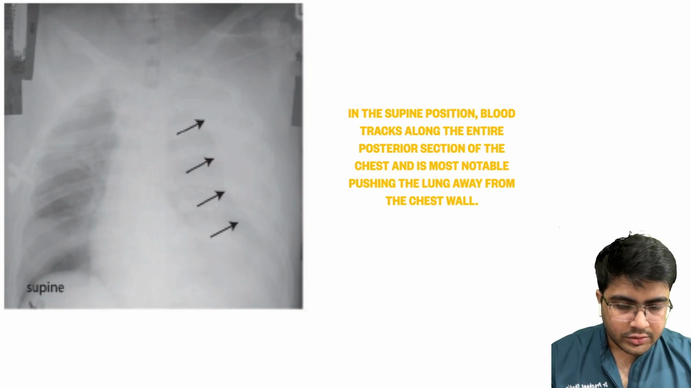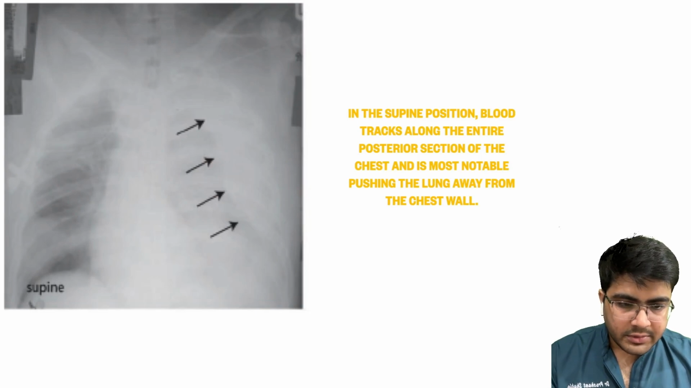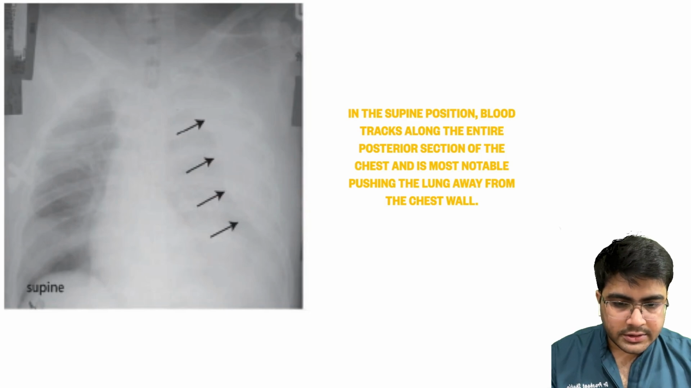Now we should look at the other chest trauma findings. Here you can see there is an opaque area on the lateral side of the left pleural field. When a chest trauma patient develops a hemothorax, in the supine position the blood tracks along the entire posterior section of the chest, pushing the lung away from the chest wall. So this is the way a hemothorax looks on a supine chest X-ray.